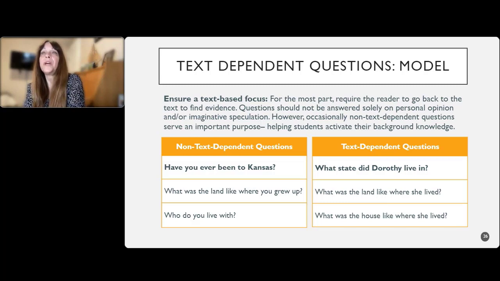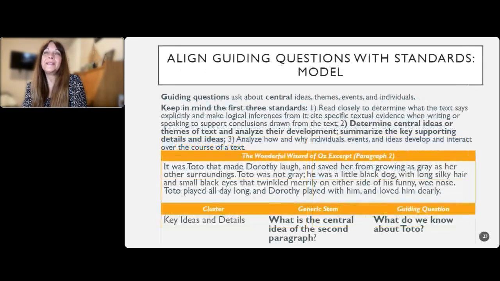The questions should not be answered solely on a personal opinion. However, we understand that occasionally non-text-dependent questions are important, and they serve an important purpose, which is helping students activate their background, which is a key component of reading comprehension. This slide describes the process for creating guiding and supplemental questions.